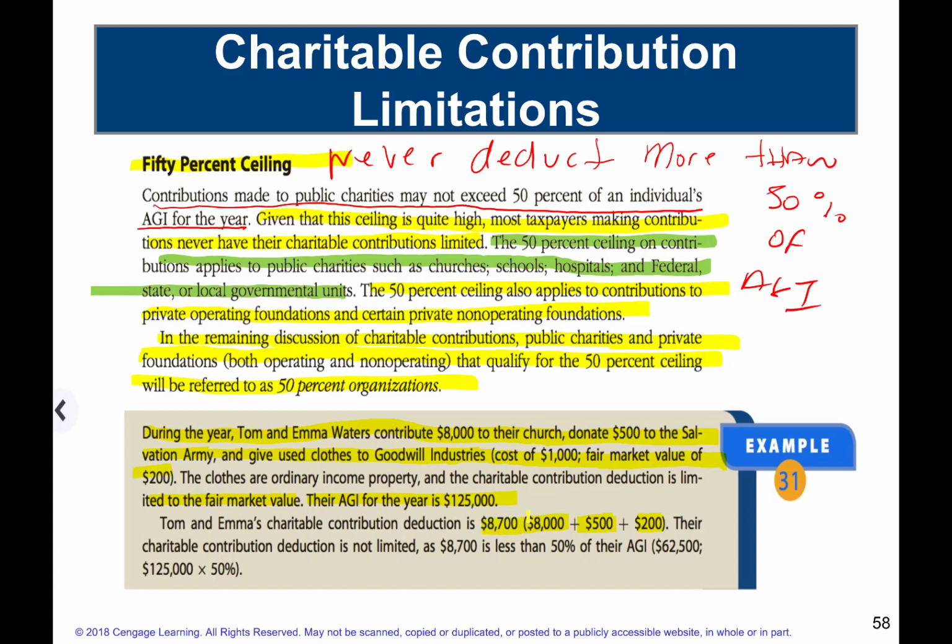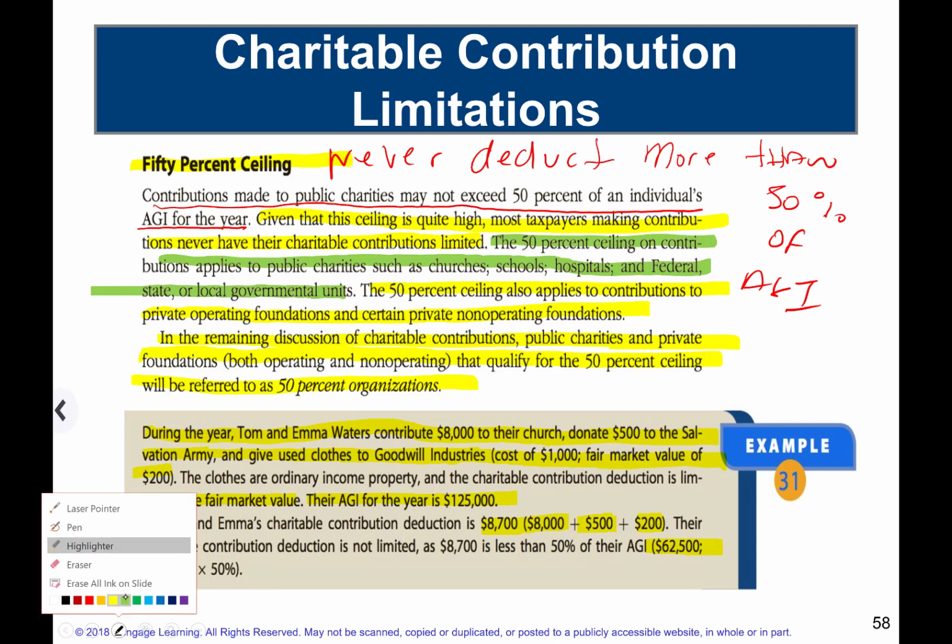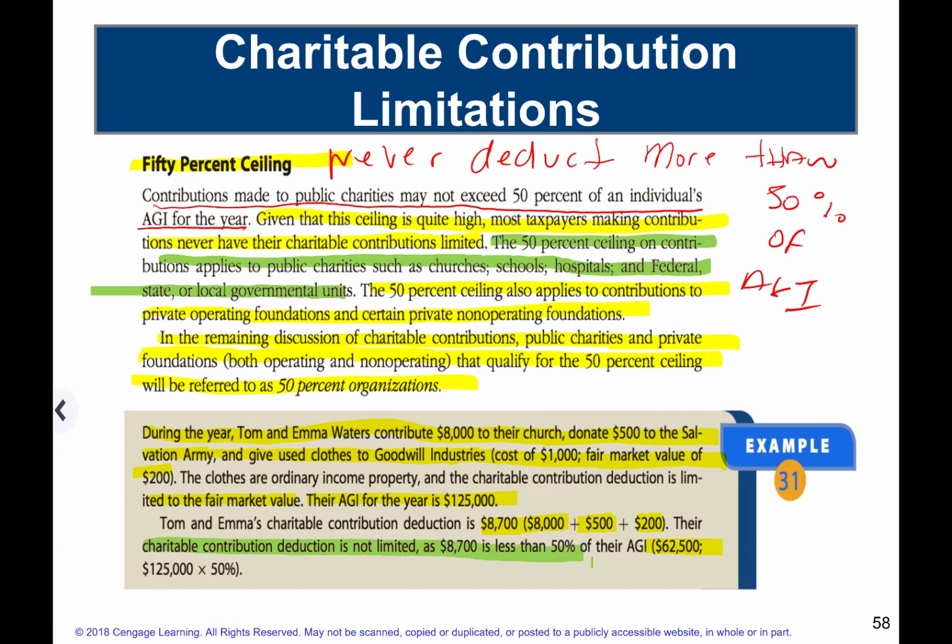The total is 8,700. And since they are way under the 50% of AGI, and all of those were 50% organizations, they can deduct the entire amount, right? If they had gone over 50%, then obviously they would not be able to deduct the amounts that are in excess of 50%. Okay? All right, good.